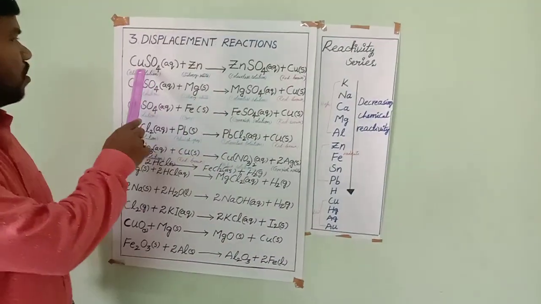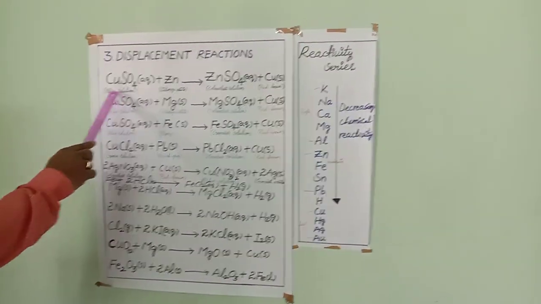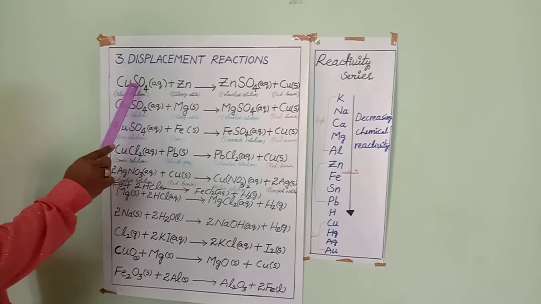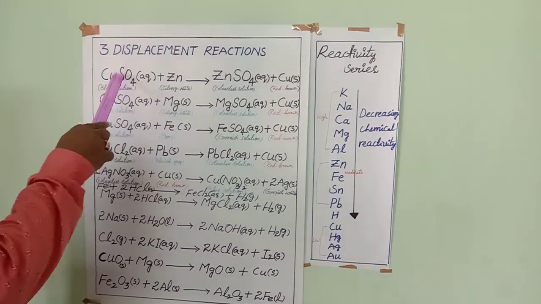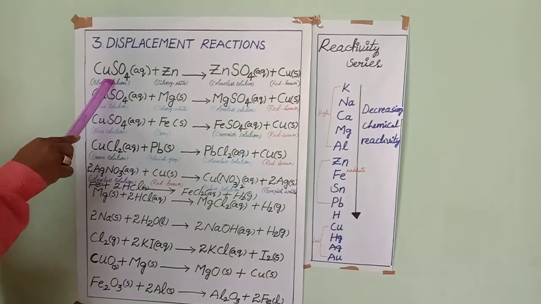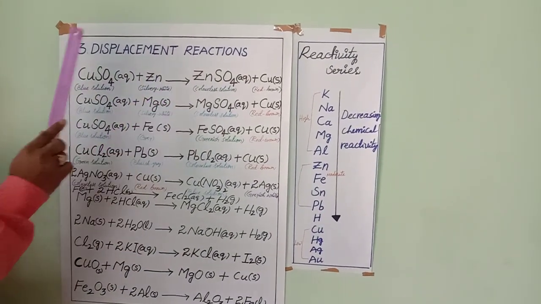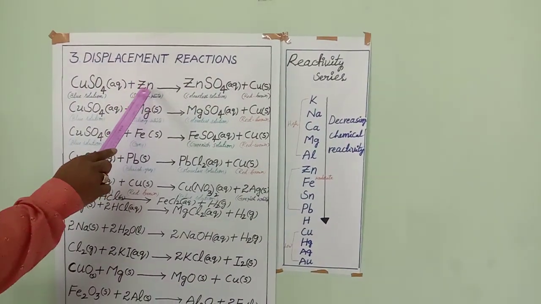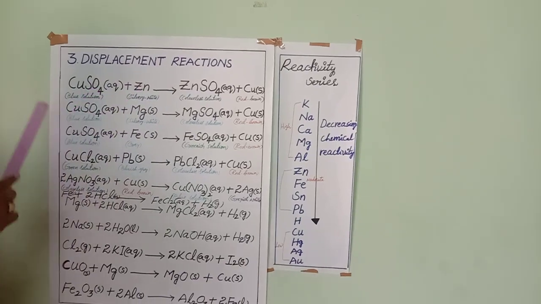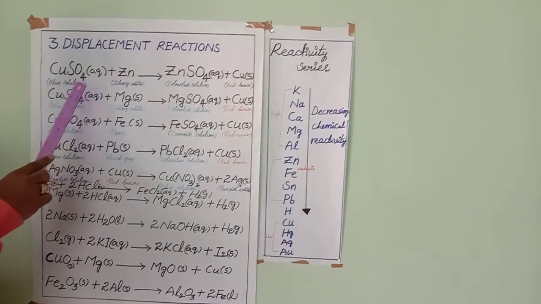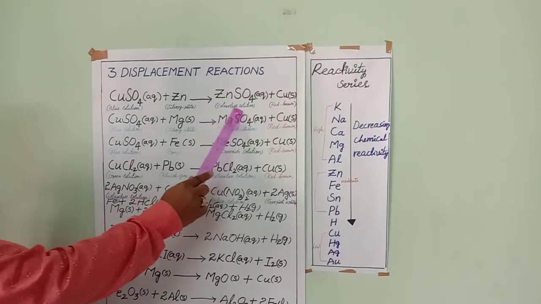Here, for example, copper sulfate aqueous solution, which is a blue solution. To this blue solution we take a zinc strip and place it inside the copper sulfate solution. The color of zinc metal is silvery white. When we place the zinc strip into the copper sulfate solution and the reaction takes place between these two chemicals, after some time the blue solution becomes colorless.